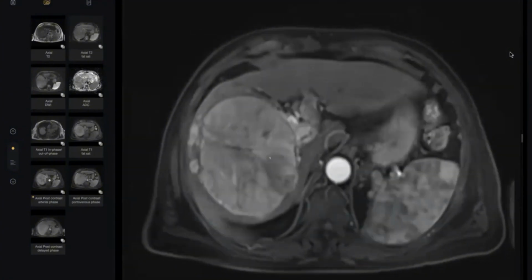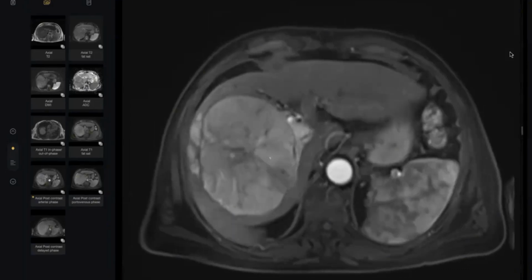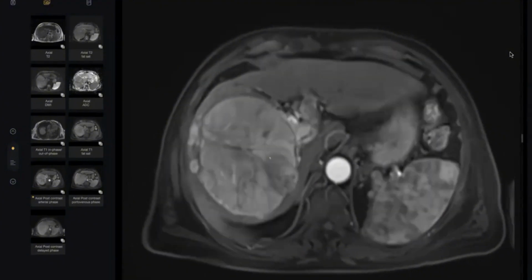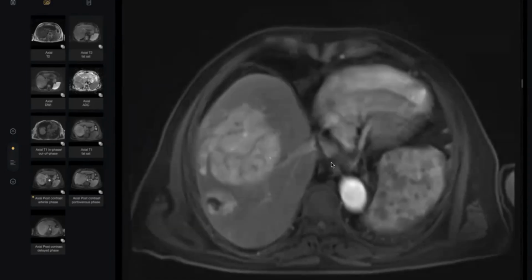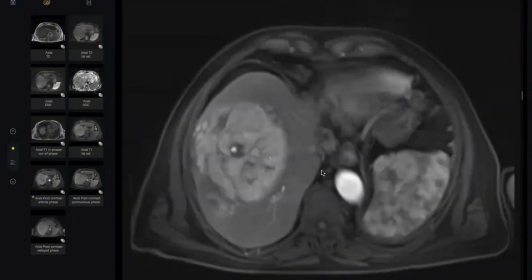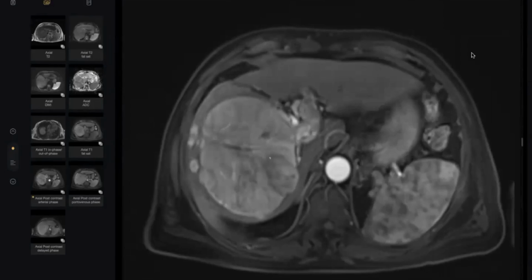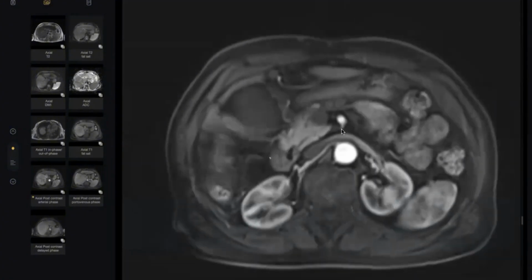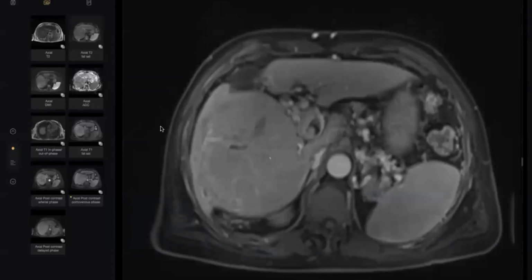The large central lesion, this is the arterial phase, so it shows arterial enhancement with a hypo-intense central scar. So I would like to check the delayed images, please. This is arterial. After arterial, delayed. How about the venous? Take venous.